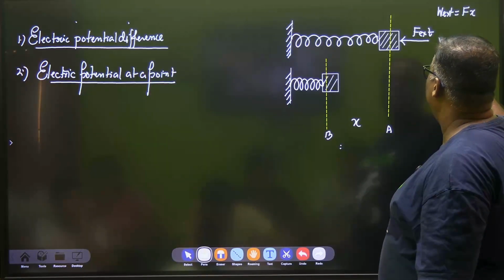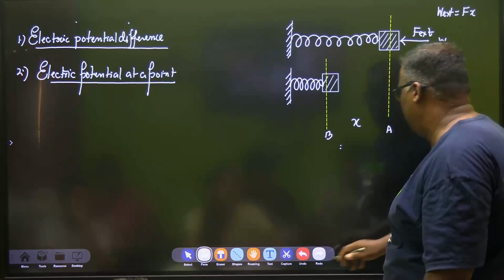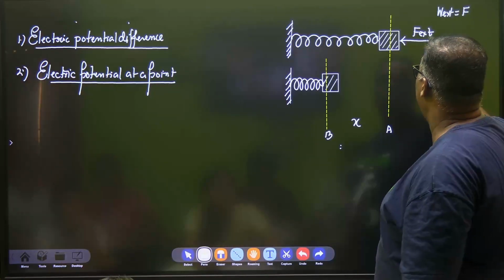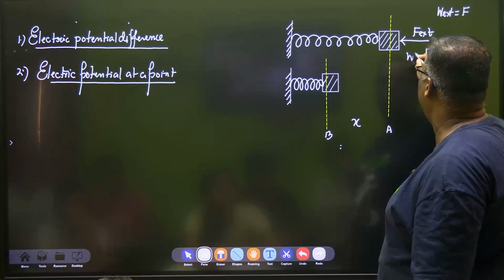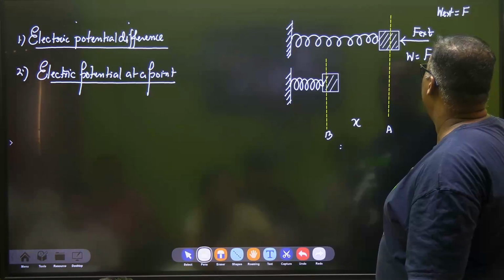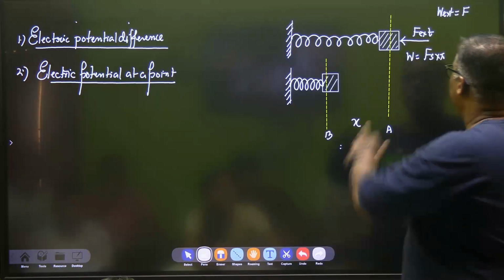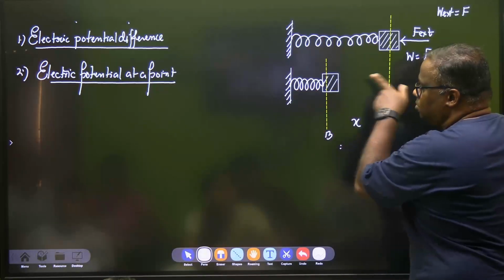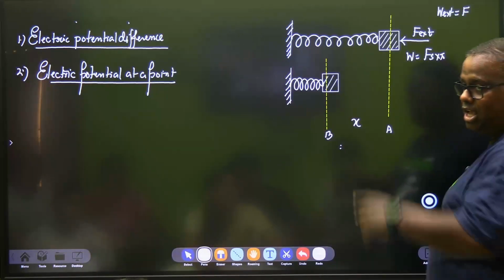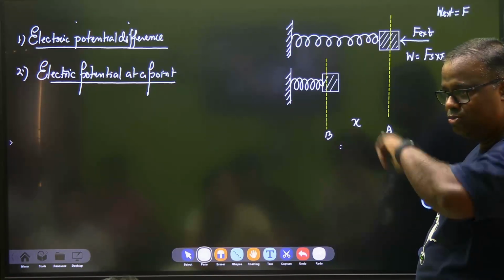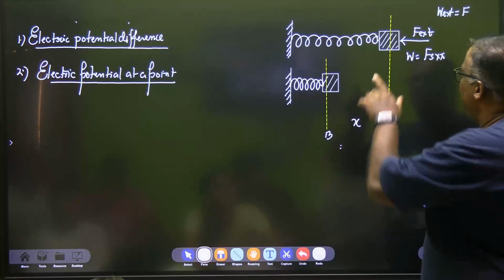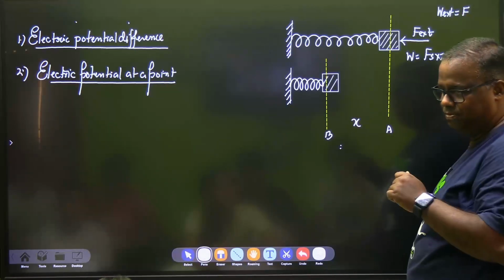The work done, if you see this is the external work, and let's see the work done by the spring force. The spring force work done will be equal to the spring force multiplied by the displacement. But the spring force is on this side, the displacement is on this side. Fs cos 180, and cos 180 is minus 1. So the spring force work is negative, right?